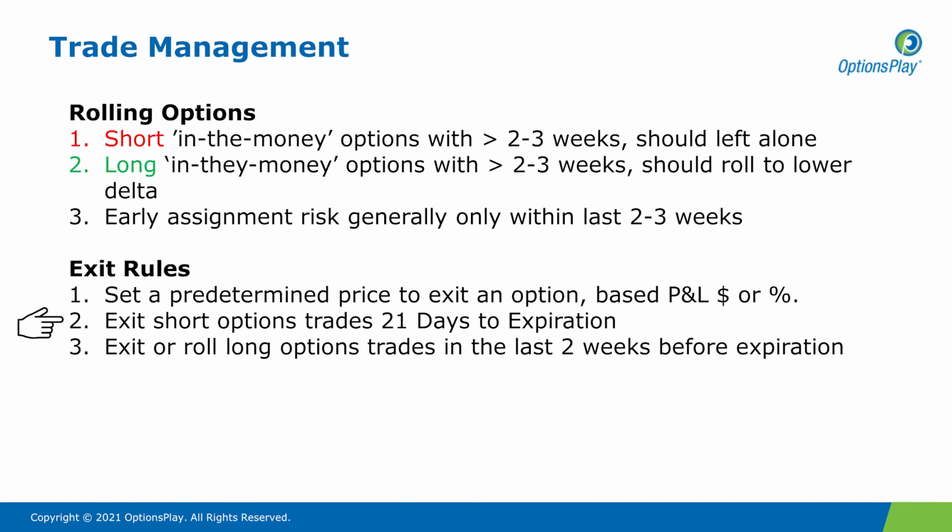So if you have a short put that you want to own the stock on, or a covered call that you want the stock to be called away, those are the only exceptions to that rule where you can let a short option roll to expiration. And if you are going to do any type of roll or exit, make sure that that's done in the last 2 weeks before expiration.